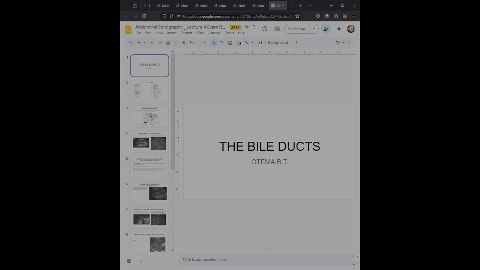So we're going to go over the bile ducts, and we need to understand one important thing. That is that sonography is the modality of choice in the evaluation of bile ducts for suspected disease.